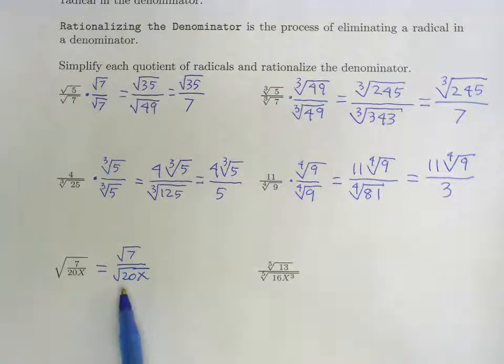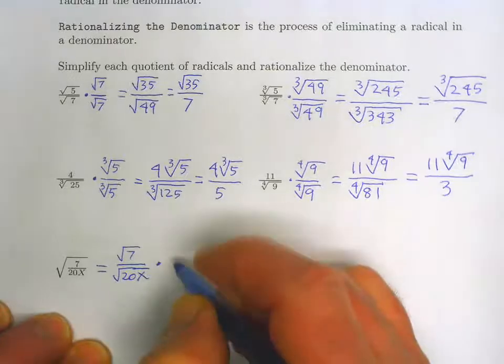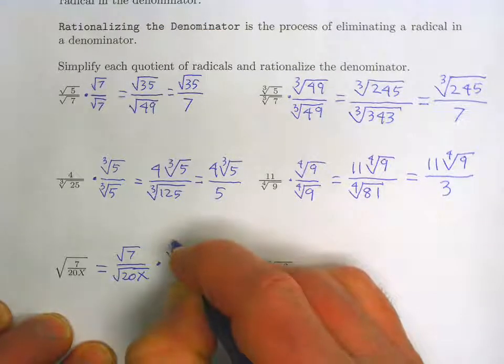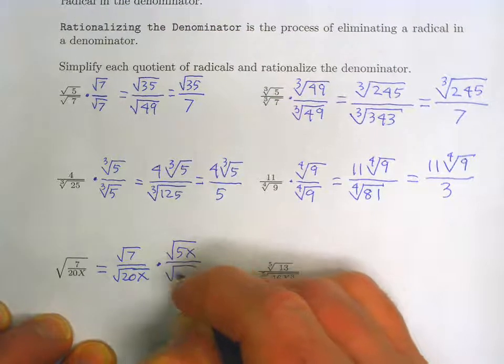So notice in the denominator we have the square root of 20x. Let's start with the constant factor 20. If I multiply 20 times 5, I get 100, and 100 is a perfect square. And if I multiply x times x, I get x to the second, and x to the second is a perfect square. So that means I want to multiply by 1 in the form the square root of 5x divided by the square root of 5x.